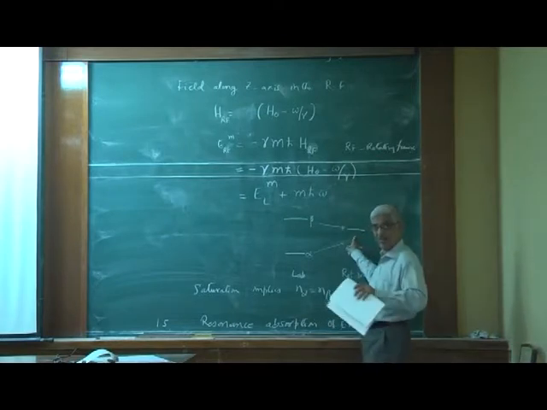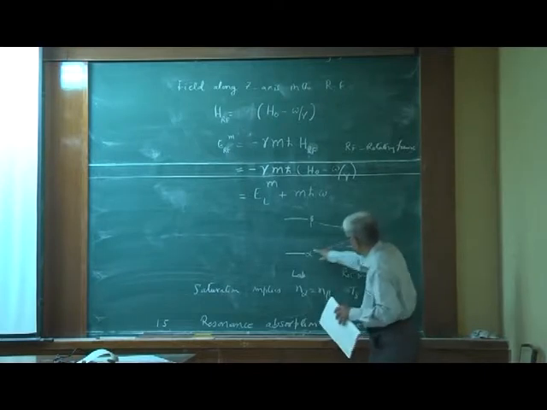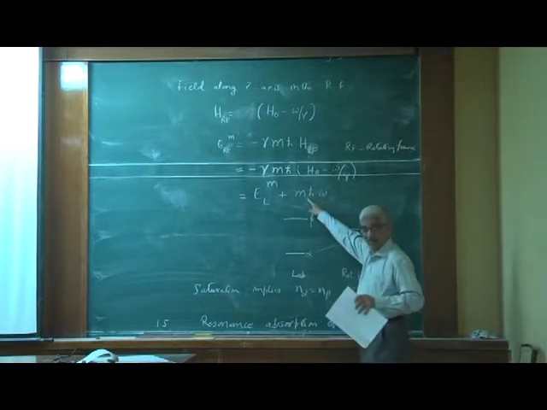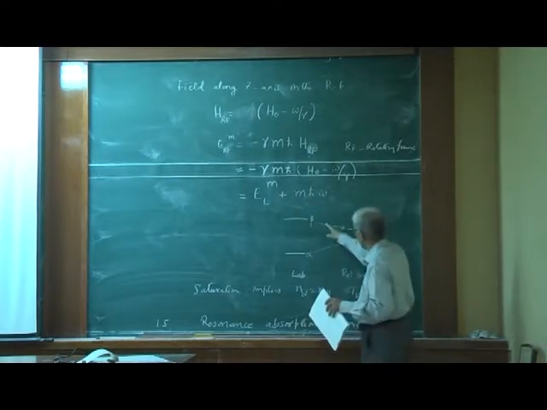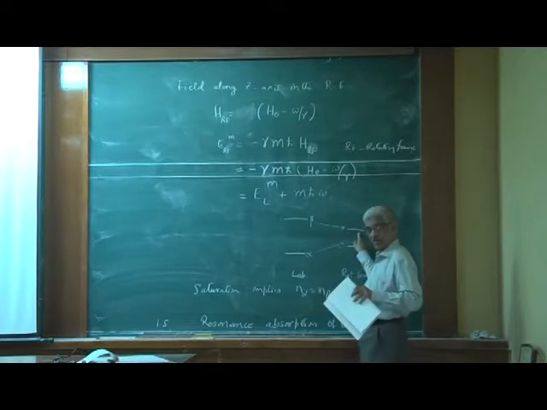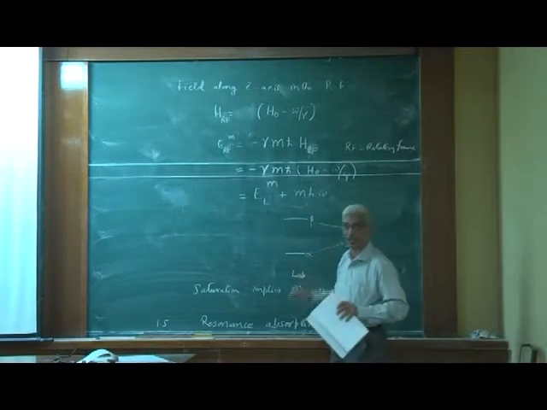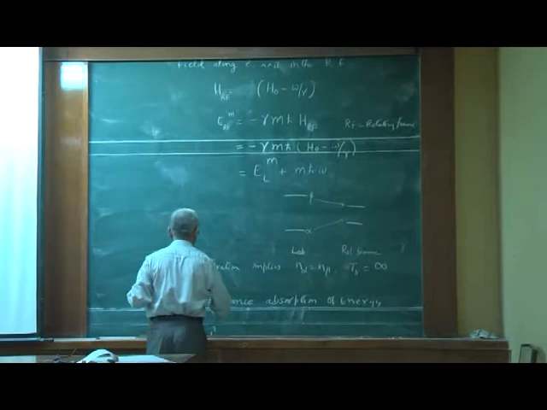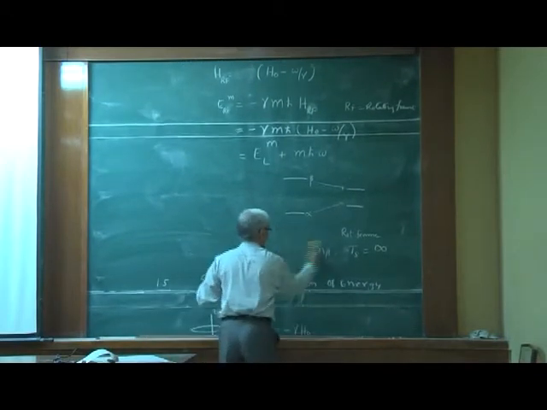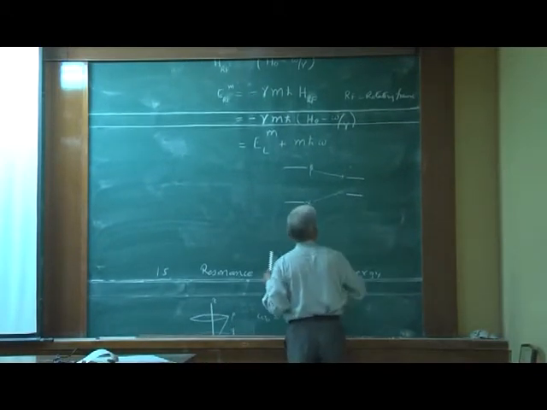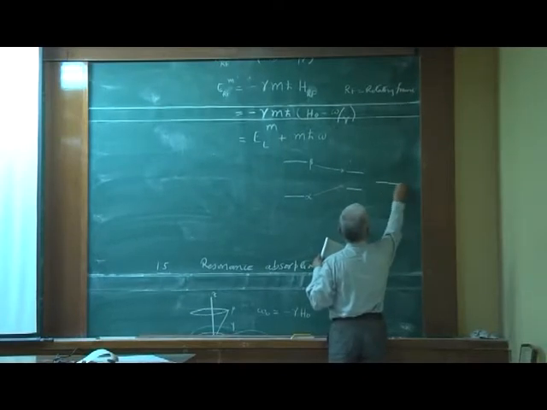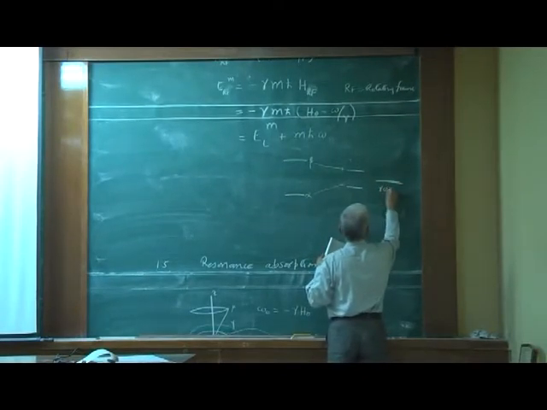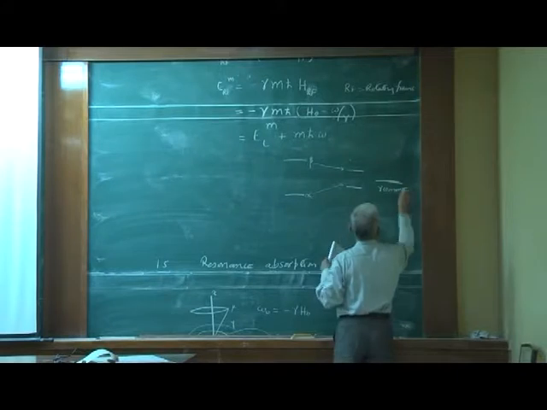This is the off-resonance condition, when the frequency omega is different from omega naught. This keeps on increasing with omega. One goes up, the other comes down, and you will reach a situation when the two become equal, and that is the resonance condition.